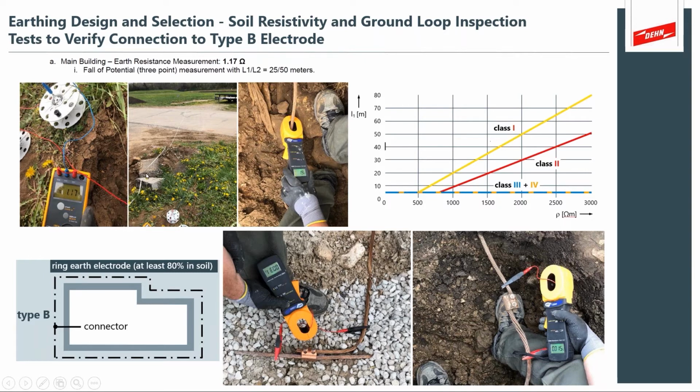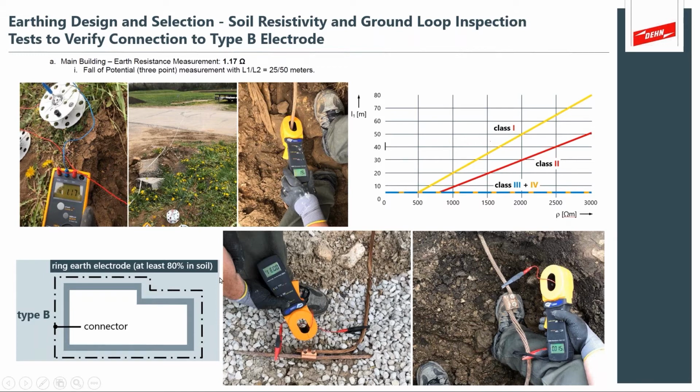We evaluate our soil resistivity, and this leads us to a chart similar to one that we pull from IEC, where we can determine the length of conductors that the earthing system has to have in contact with the soil. So now we can start doing things like selecting a type B or a type A earthing system, and then we can start evaluating the installation itself.